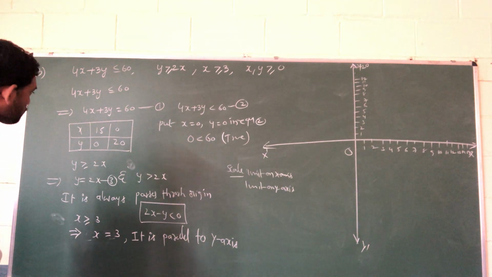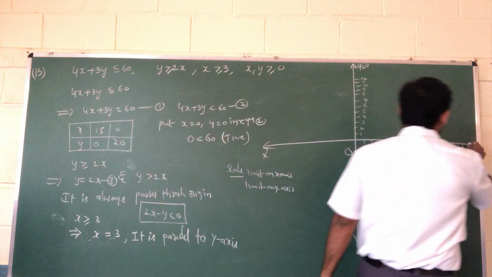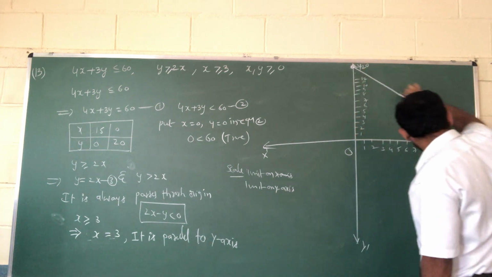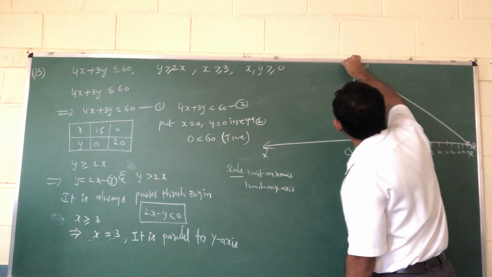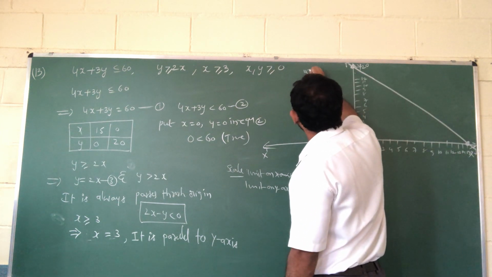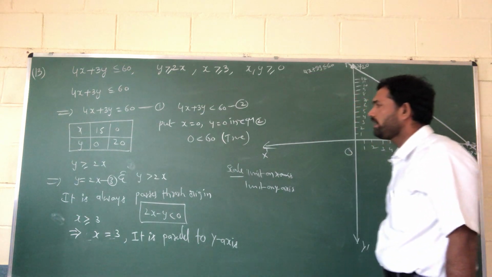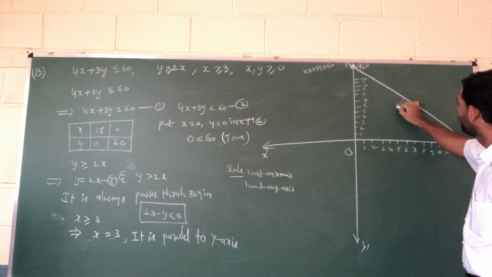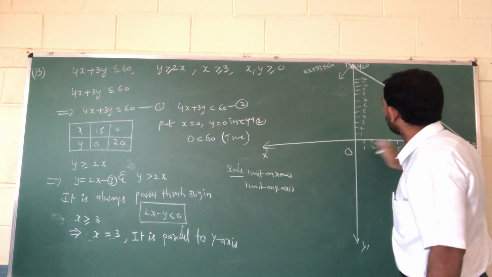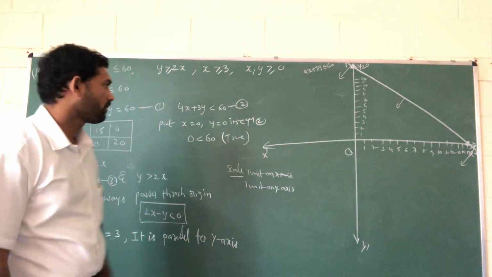After that, in the first graph you have to take x equal to 15, y is equal to 20. So join these two. That is 4x plus 3y less than or equal to 60. Where we have to shade, that is true, so this side we have to shade. So that is our one graph solution.